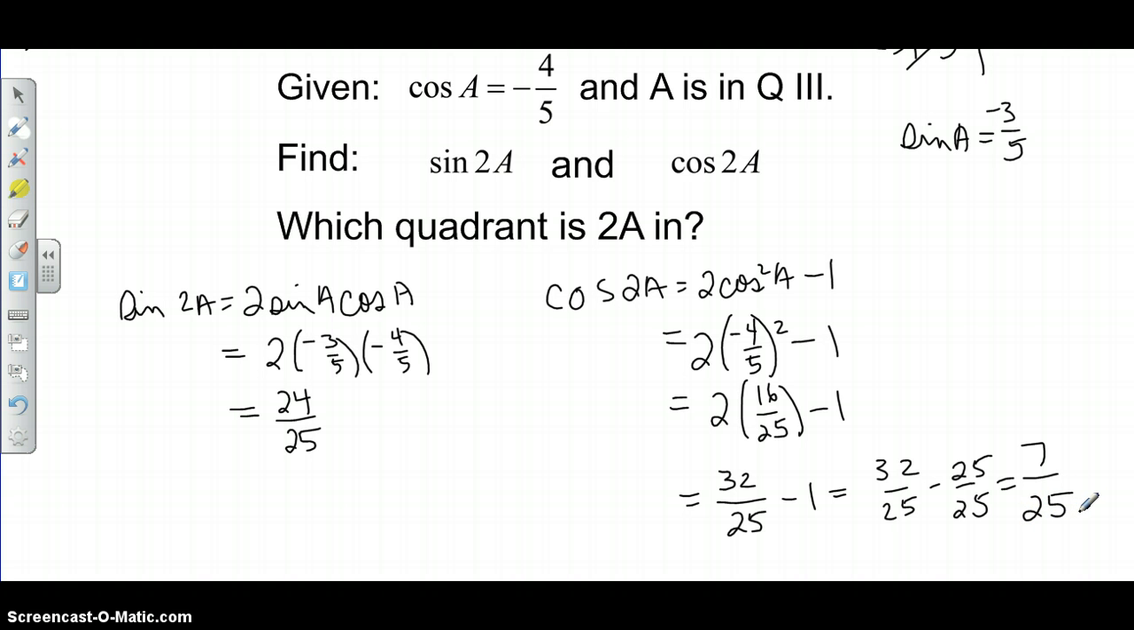And the last part asks which quadrant 2a is in. Well, you'll notice that sine is positive, which means it has to either be in the first or the second quadrant, and cosine is also positive. Positive cosine is in the first and the fourth quadrant, so therefore 2a must be in the first quadrant.